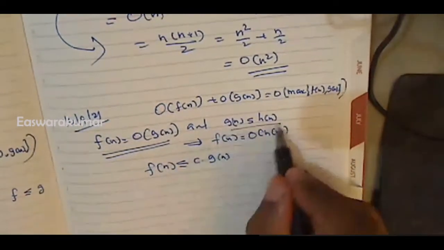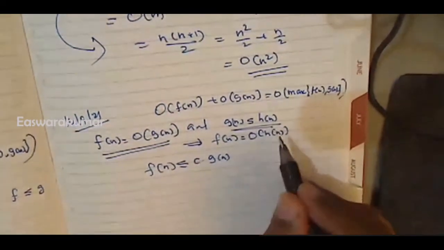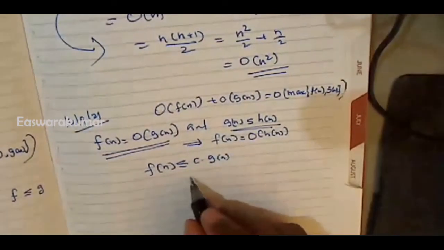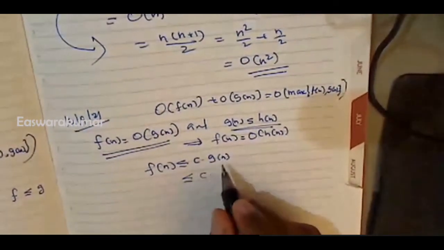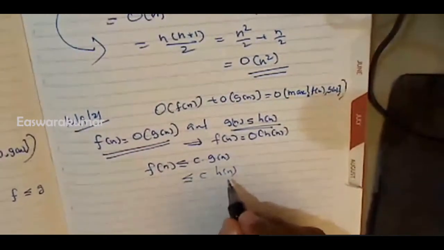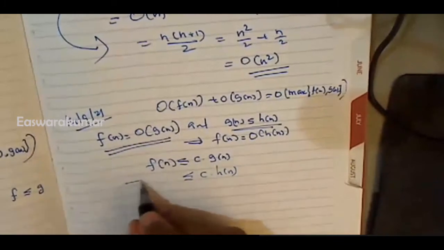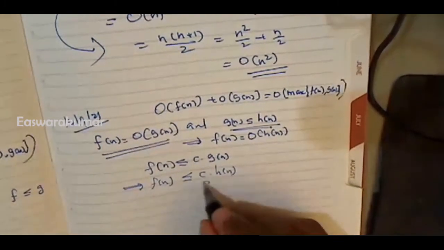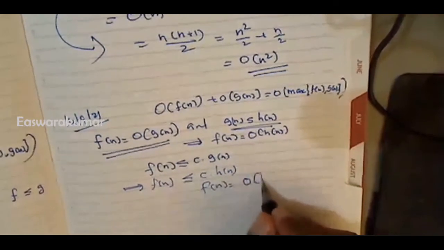Here one more inequality is already given, that is g of n less than or equal to h of n. So we can say that this is less than or equal to c into h of n, because g of n is less than or equal to h of n, right? So this implies f of n is less than or equal to c into h of n. So this means f of n is equal to order of h of n.